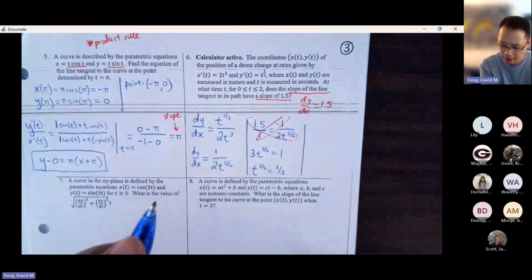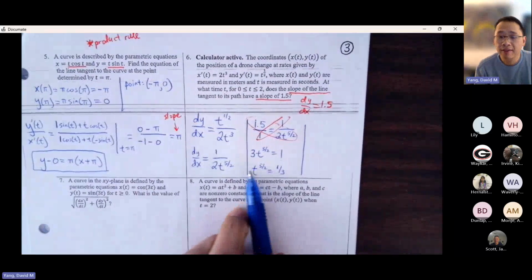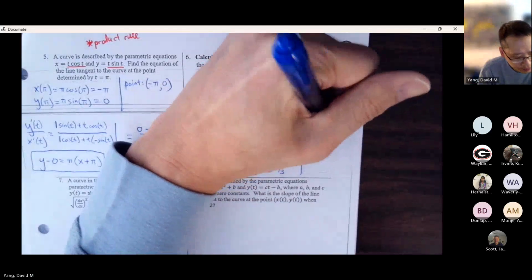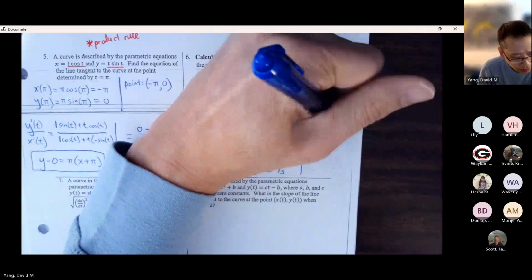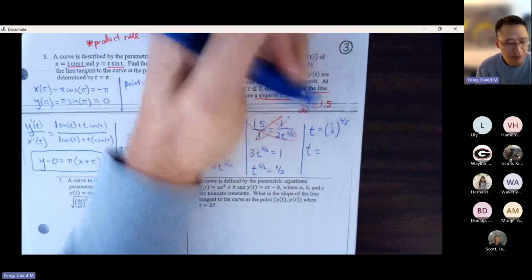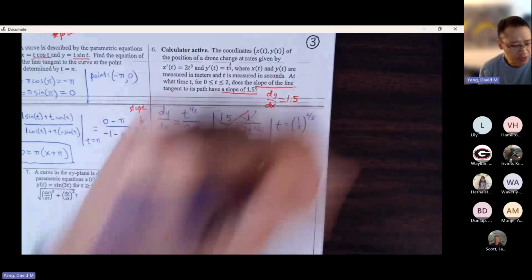So if we use our calculator here, we can undo that 5/2 by raising both sides to the 2/5. We use our calculator, 1/3 raised to the 2/5 is around 0.644.